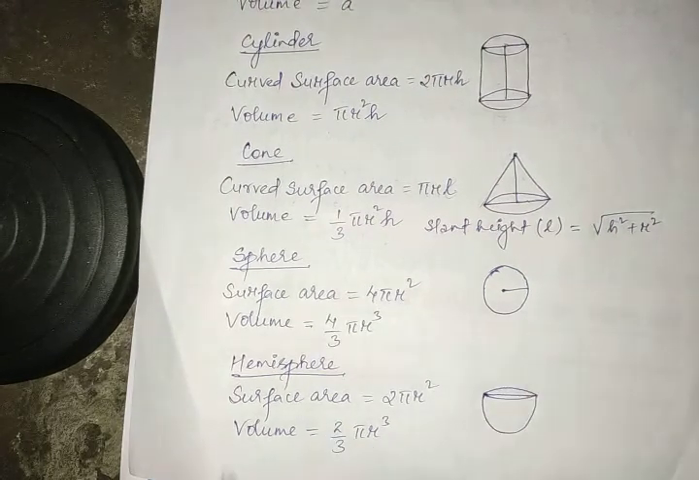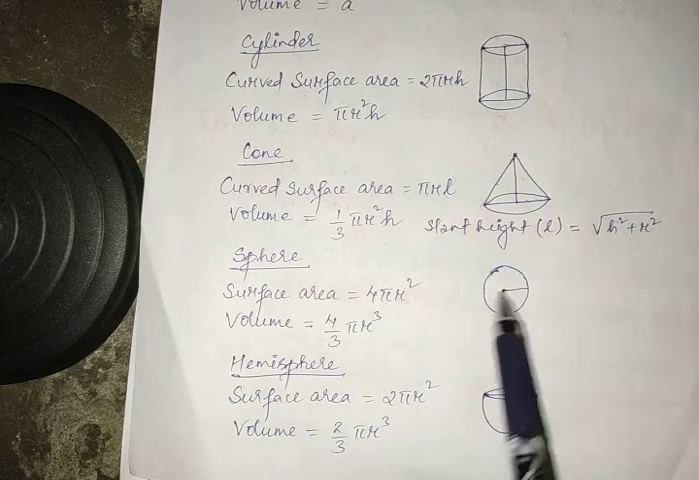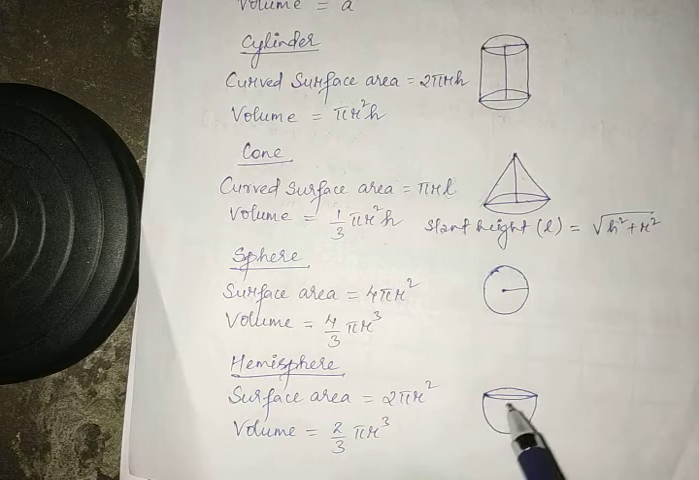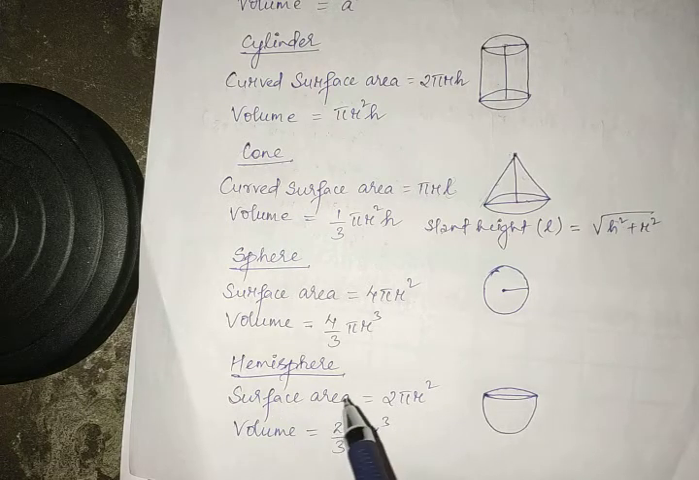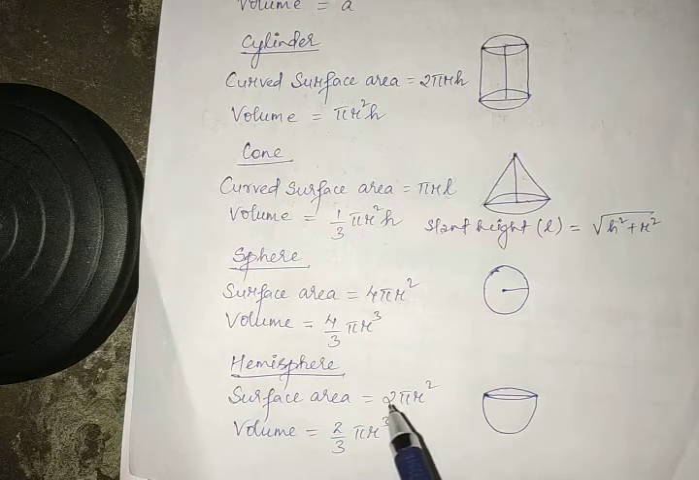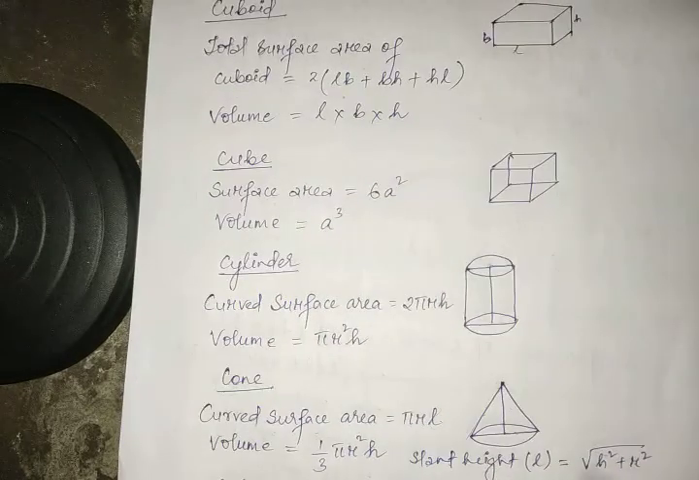And the last one is the hemisphere. Hemisphere means half of the sphere. As you can see in the figure, this is the half part of the sphere. Surface area of a hemisphere is 2 pi r square: half of sphere, that is 4, so half of 4 is 2 pi r square. And then volume is 2 by 3 pi r cube. These are the formulas that you have to memorize in order to do the exercises.